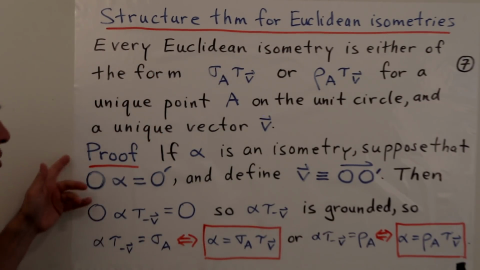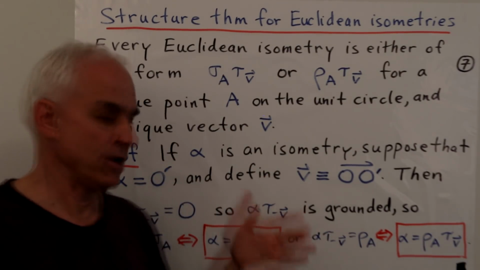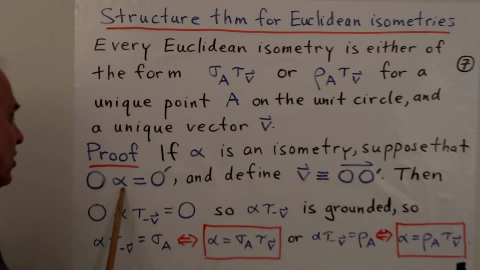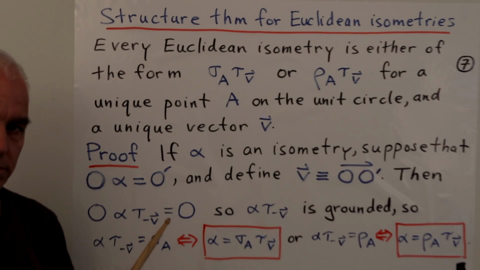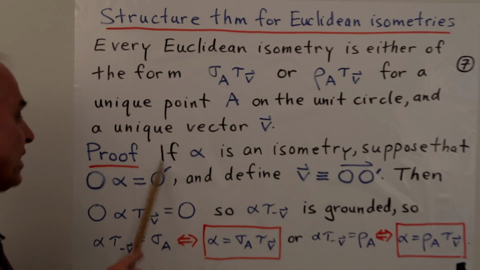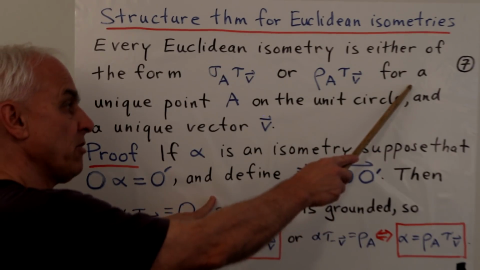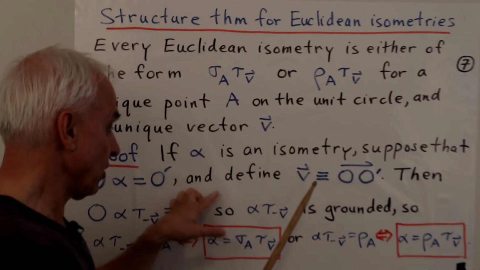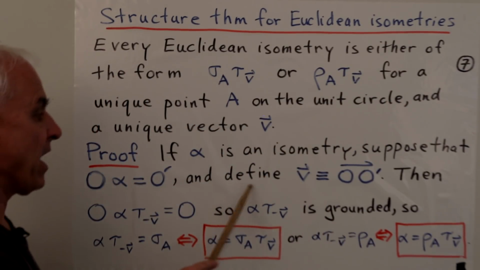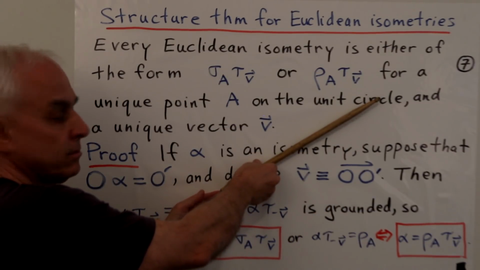Okay, so why is this true? It's actually relatively simple. So suppose that alpha is an isometry. We have some isometry of the plane. And suppose that the isometry sends the origin, which is our point O, (0, 0), to another point, let's call it O prime. So there's the origin, and this isometry that we're thinking about takes O to O prime over there. Okay, so define the vector v from O to O prime, that vector.